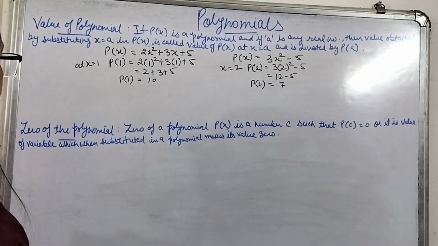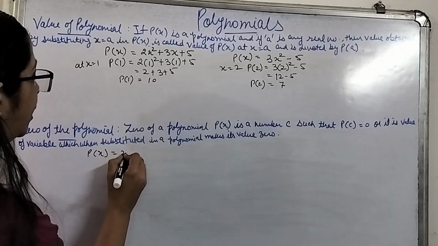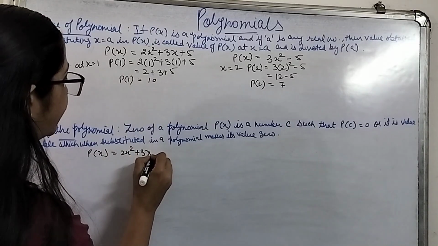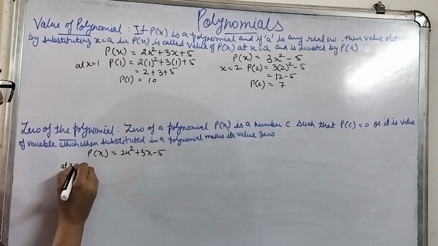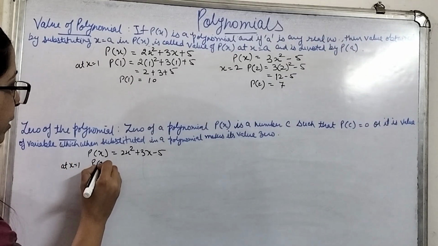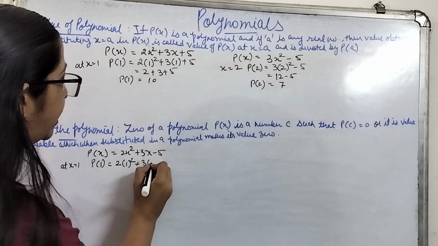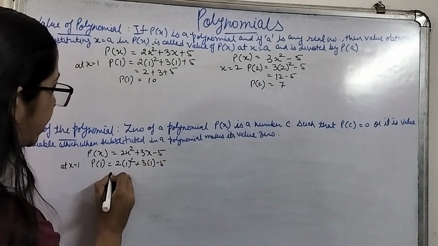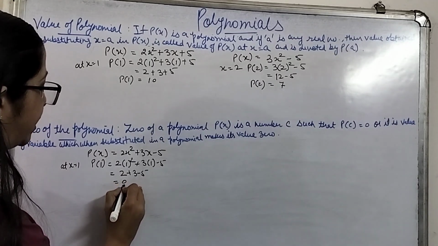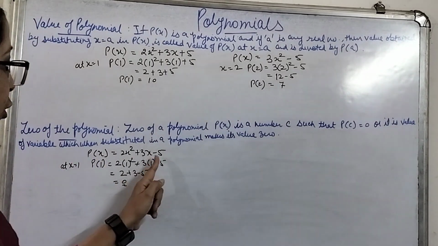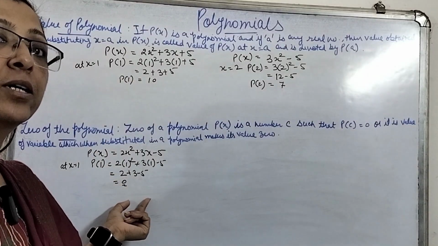Now let's understand. Suppose I am taking an example, p(x) is equivalent to 2x² + 3x − 5. If I am going to find its value at x equal to 1, then what will p(1) be? p(1) will be 2 multiplied by 1² plus 3 multiplied by 1 minus 5. It will be 2 + 3 − 5, 5 − 5, it will be 0. So the value of this polynomial 2x² + 3x − 5 at x equal to 1 is 0.